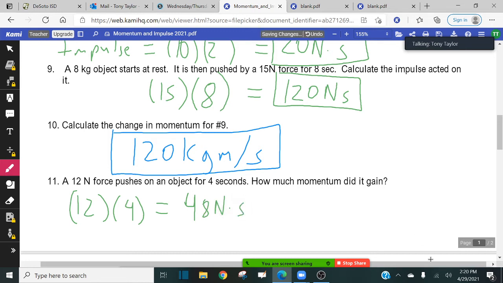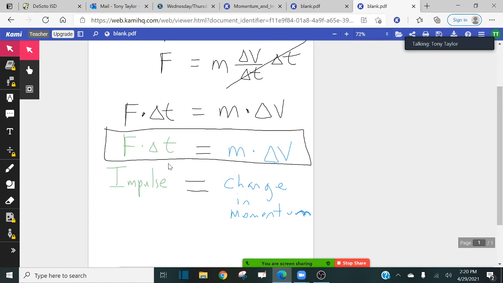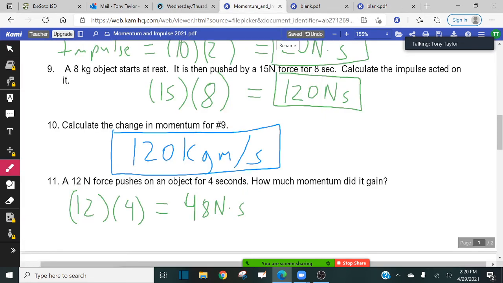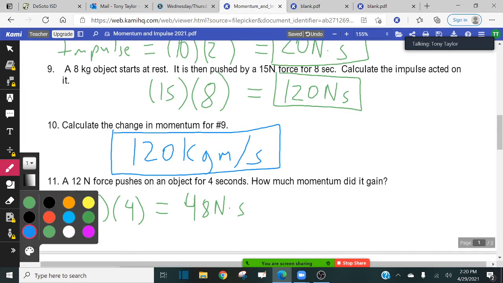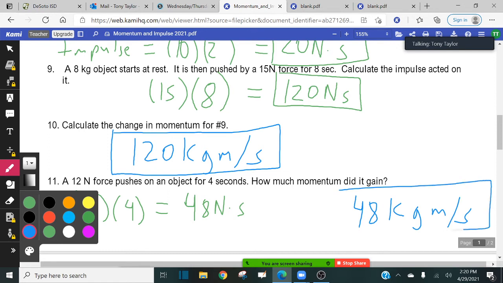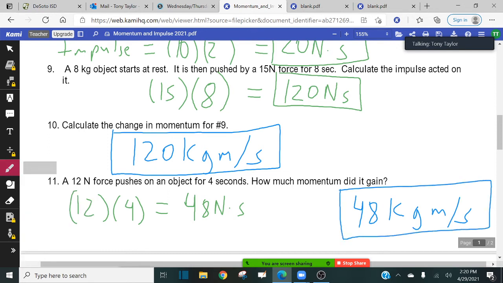But notice the question didn't ask me for impulse. It asked me how much momentum did it gain. In other words, it's asking for a change in momentum. According to the theorem, if I know the impulse is 48 Newton seconds, then I know the change in momentum must be 48 kilograms meters per second. So how much momentum did it gain? It gained 48 kilograms meters per second. That's how much momentum did it gain, because the two are numerically equal to one another.